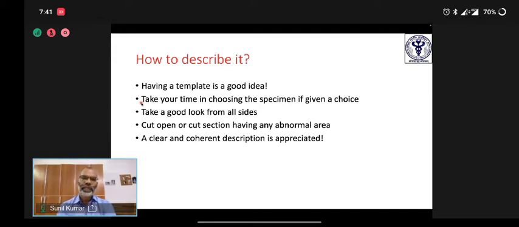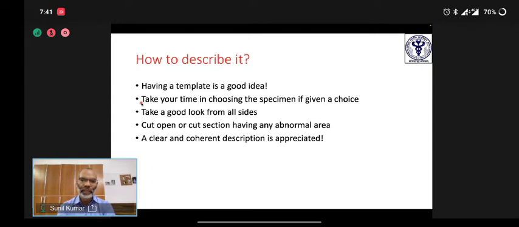Then comes the question: once you have it in front of you, how do you describe it? Most important, just like for your case viva also, prepare a template of the points you're not going to miss. So make a checklist, the kind of checklist or template you're going to use. Take your time, because generally they will ask you to choose one. So have a look. If there are 4 or 5 of them, you can give a scan all around and figure out which one you are comfortable with.